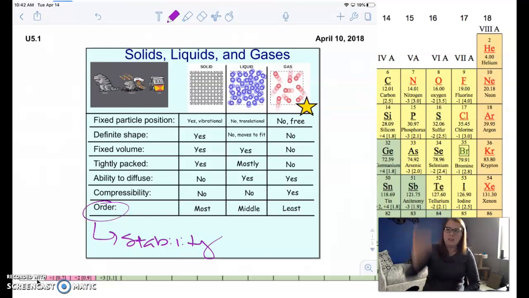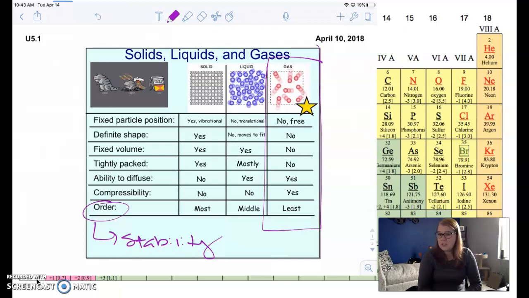And then gases, as you can see, are completely off the charts. They don't have a fixed volume. They are not tightly packed. They do not have a definite shape. You can diffuse things through them. That's why if I spray perfume over here, somebody over there could smell it, because it'll travel through. You can compress gases. If you've ever had gas in a syringe, you can make the volume of the gas smaller. And these have the least order, meaning they are the least stable of the three. If you compare this chart here, gases are by far the most unique of the three states of matter, which is why we have an entire unit dedicated to them.